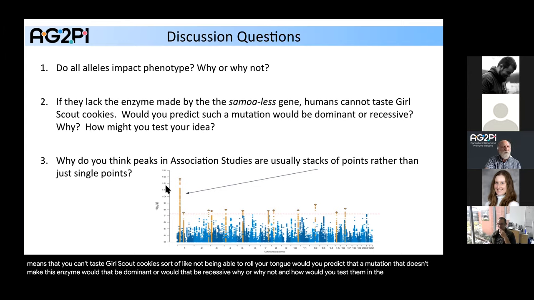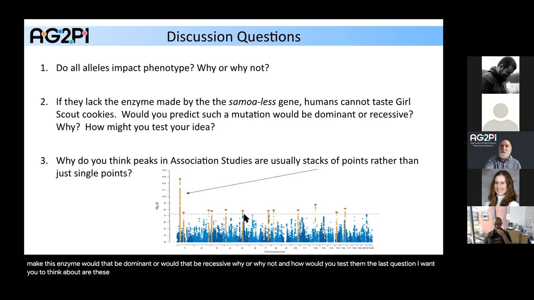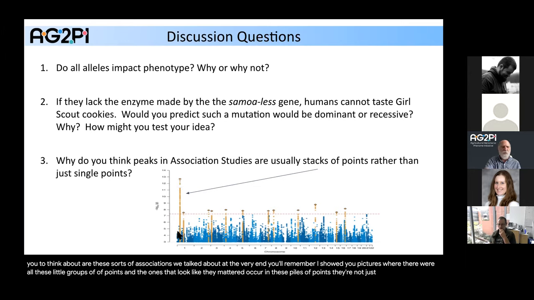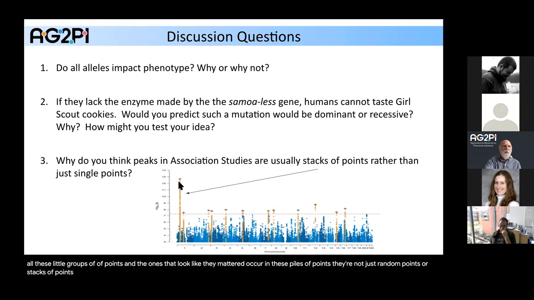And the last question I want you to think about are these sorts of associations we talked about at the very end. You'll remember I showed you pictures where there were all these little groups of points, and the ones that looked like they mattered occur in these piles of points. They're not just random points, they're stacks of points. Why do you think that is?